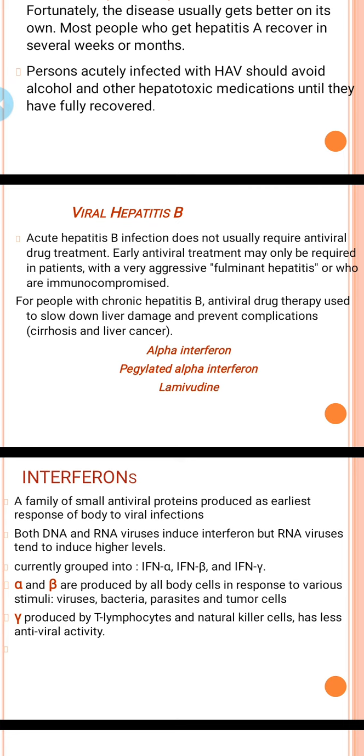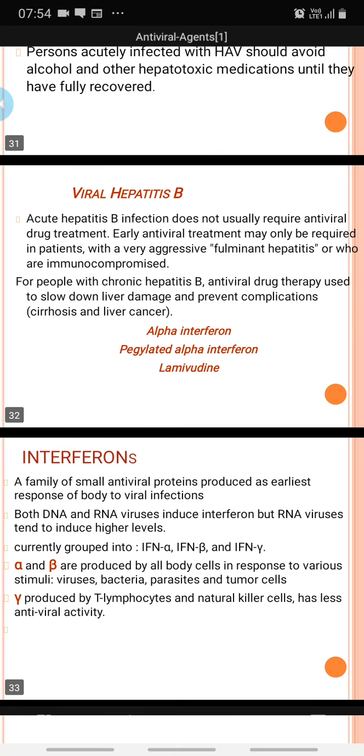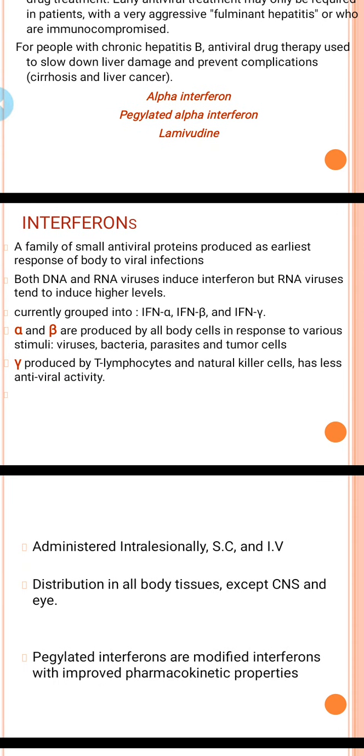Alpha and beta are produced by all body cells in response to various stimuli: viruses, bacteria, tumor cells and parasites. And gamma is produced by T lymphocytes and natural killer cells, and gamma has less antiviral activity. So mostly we use interferon alpha here for hepatitis infection. The disadvantage is that it has to be injected parenterally. Either it can be given intralesionally for some tumors, or most commonly by the subcutaneous or IV route. Distribution in all body tissues is good except the CNS and eye.